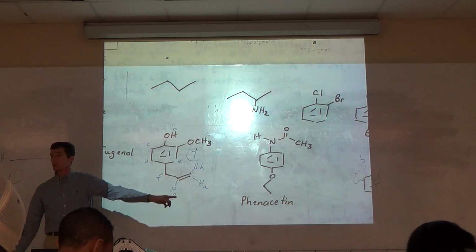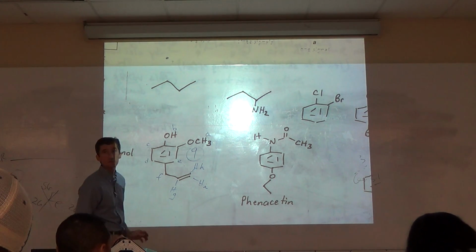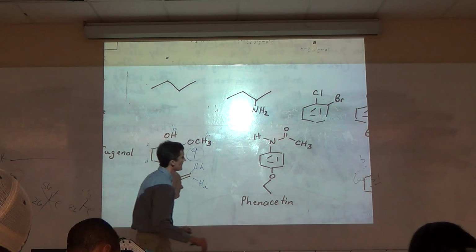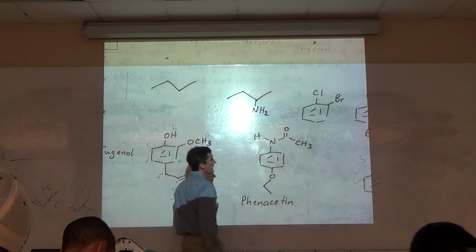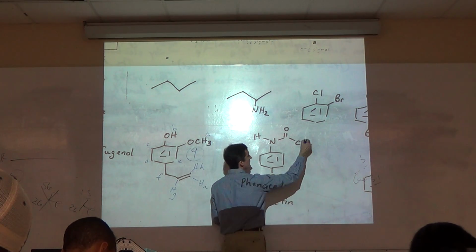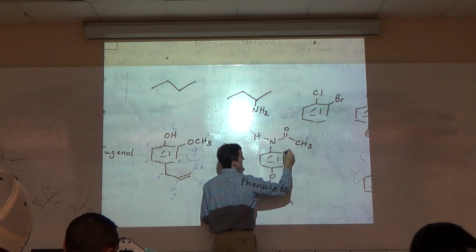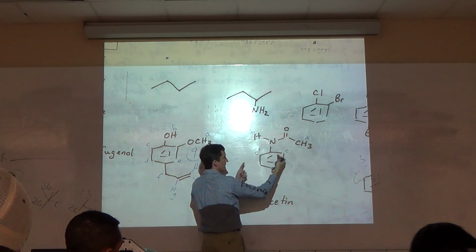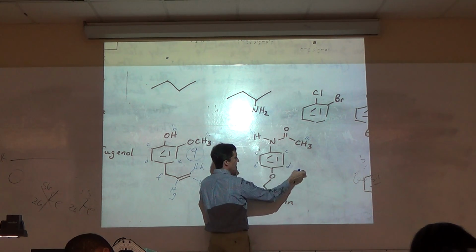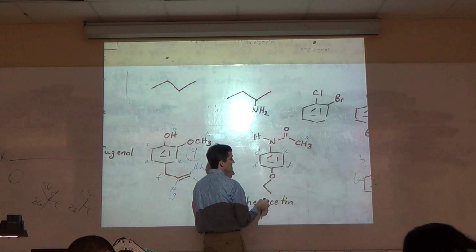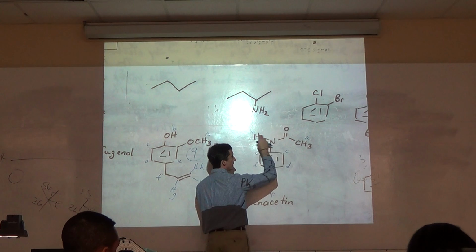Phenacetin, we're making that next week, right? How many proton signals? Somebody say 6? I think you may be right. A, B, C, C prime. These two H's are the same. D, D prime. Those two H's are the same because of symmetry. E, F. 1, 2, 3, 4, 5, 6.